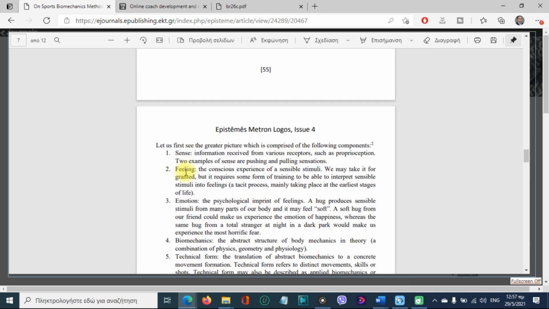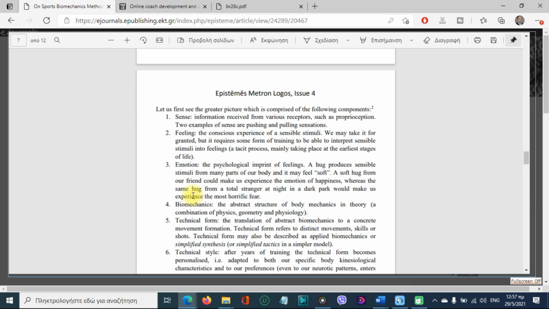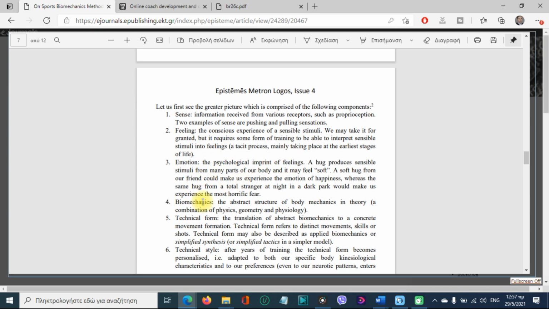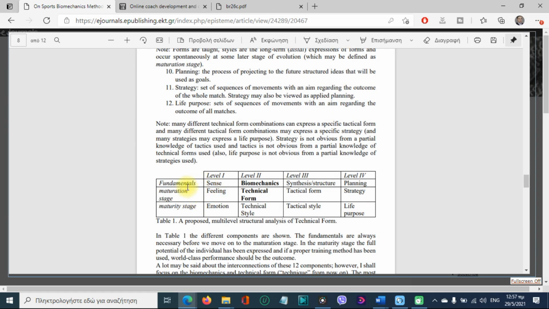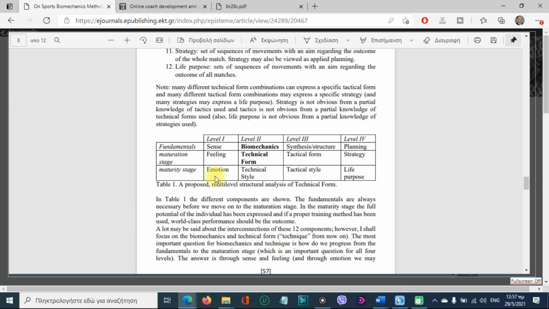Okay. And then we have feeling, which is the conscious experience of a sensible stimulus. We may take it for granted, but it requires some form of training to be able to interpret sensible stimuli into feelings, a tacit process mainly taking place at the earliest stages of life. And we have emotion, the psychological imprint of feelings. So we see how we progress from sense to feelings, which is the cognitive imprint of sensible information, and we have emotions, which are the psychological imprints.